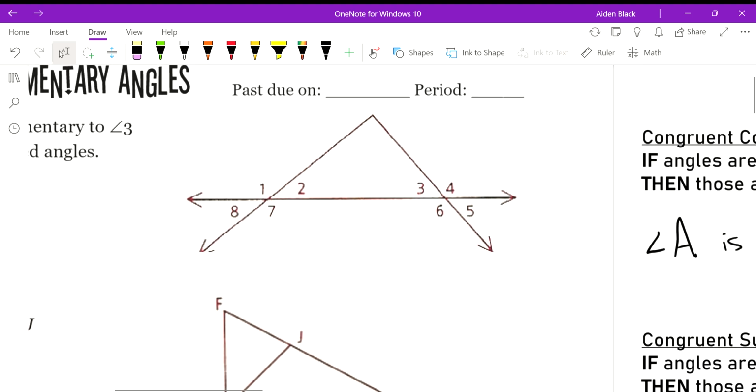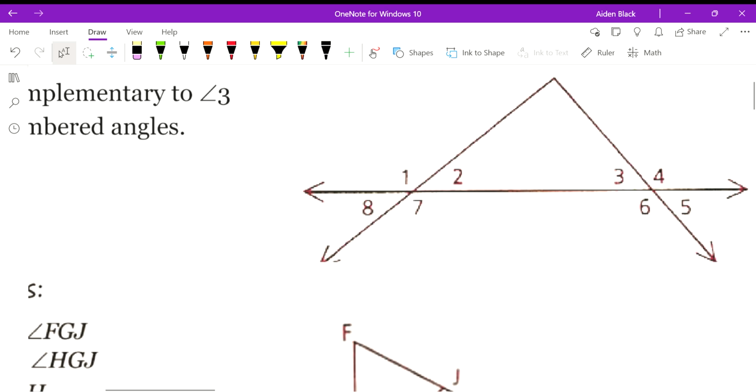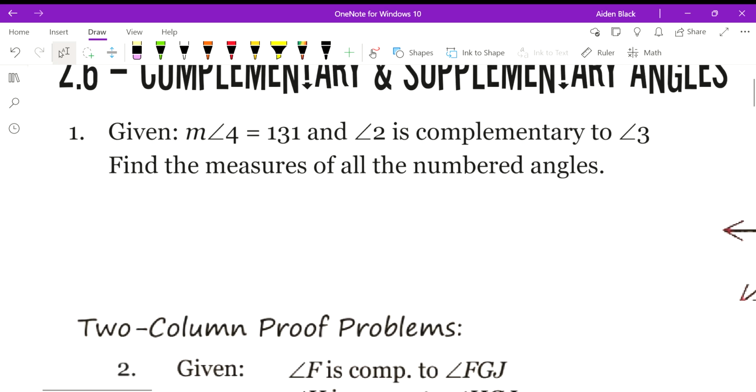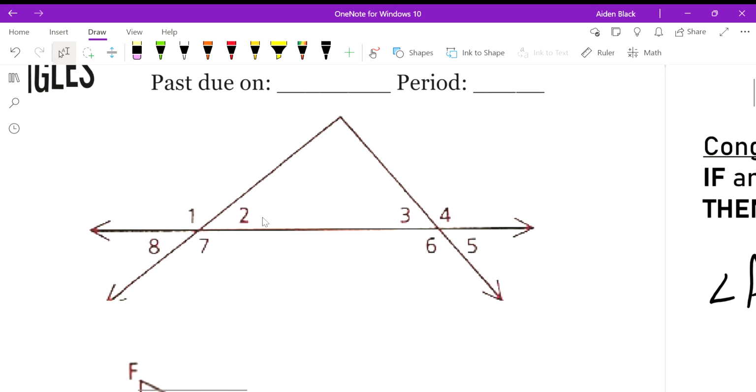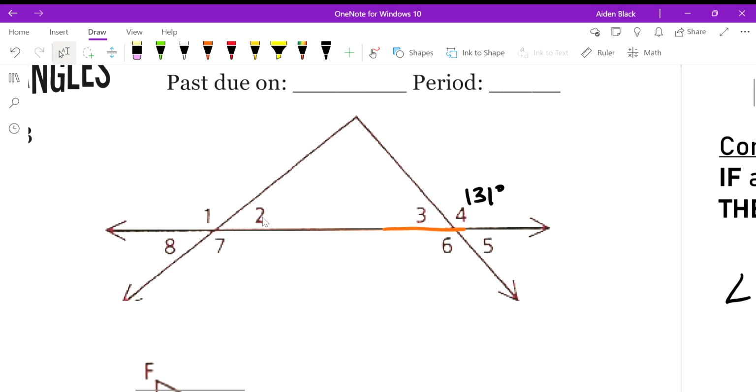So you can see angle 1, 2, 3, 4, 5, 6, 7, 8, and what you'll notice is they give you the measure of angle 4 to be 131. So as I've taught you throughout the year, let's write that in place of that angle so we know how many degrees that is. It gives us a better picture of what's going on here. Now you'll notice angle 3 and angle 4 form a linear pair here. So we know that they're supplementary, which means that their measures add up to 180.